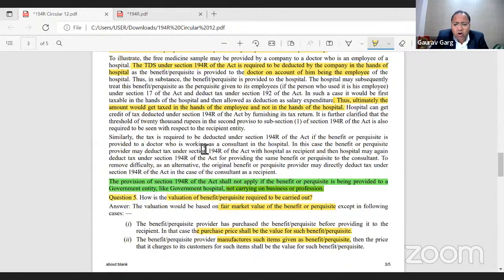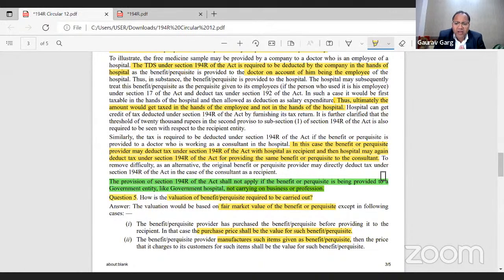Then, let's say the doctor is a consultant, the doctor is not an employee, but is working as a consultant in the hospital, then what will happen? Similarly, the tax is required to be deducted under section 194R of the Act if the benefit or perquisite is provided to a doctor who is working as a consultant in the hospital. In this case, the benefit or perquisite provided may be deducted tax under section 194R of the Act with the hospital as recipient, and then the hospital may again deduct tax under 194R of the Act for providing the same benefit or perquisite to the consultant.